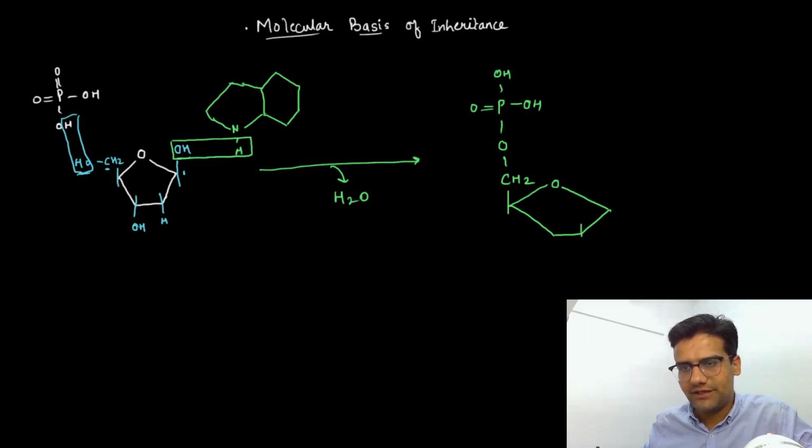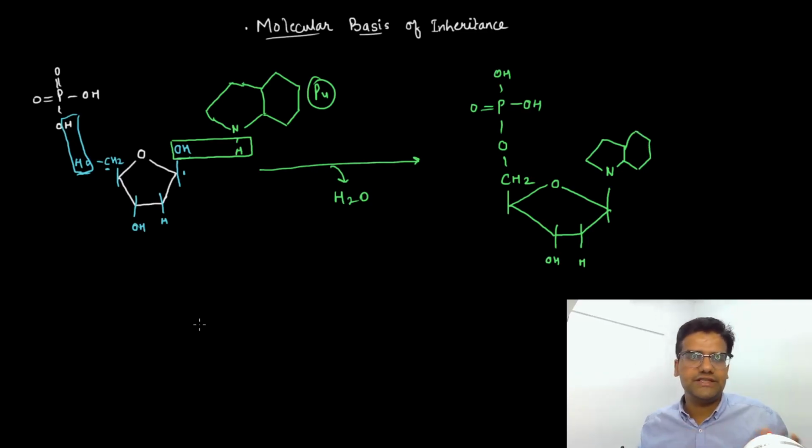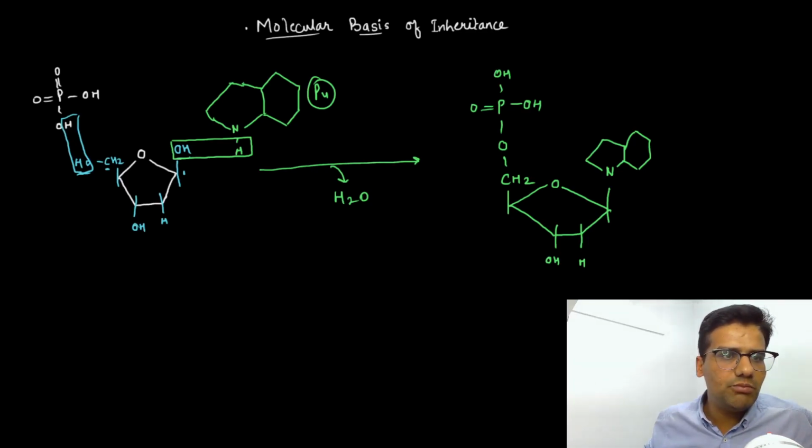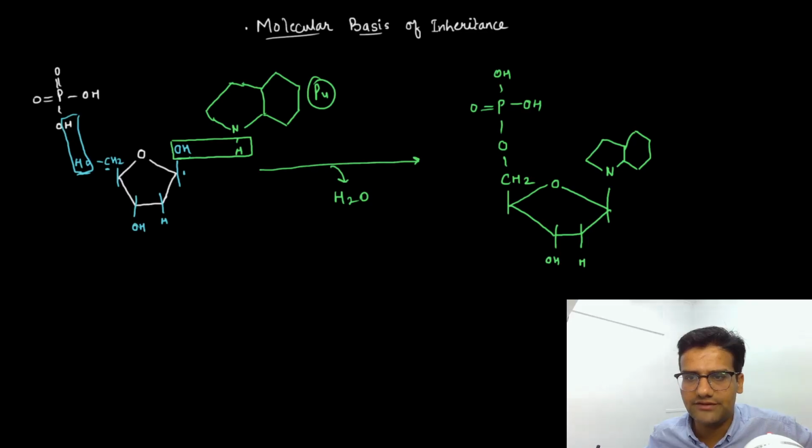And on the first carbon, there is again the nitrogenous base. In this case we assume this nitrogenous base to be purine. I am just drawing the basic skeleton structure of the purine, not completely drawing it. So basically this is the resultant product of this reaction. There are various bond formations in this deoxyribonucleotide structure. So this is the complete deoxyribonucleotide structure.